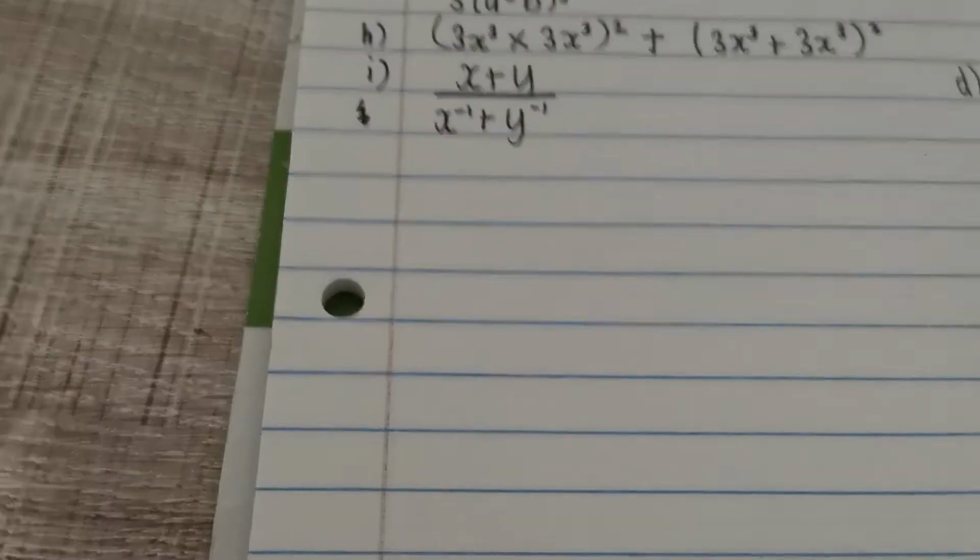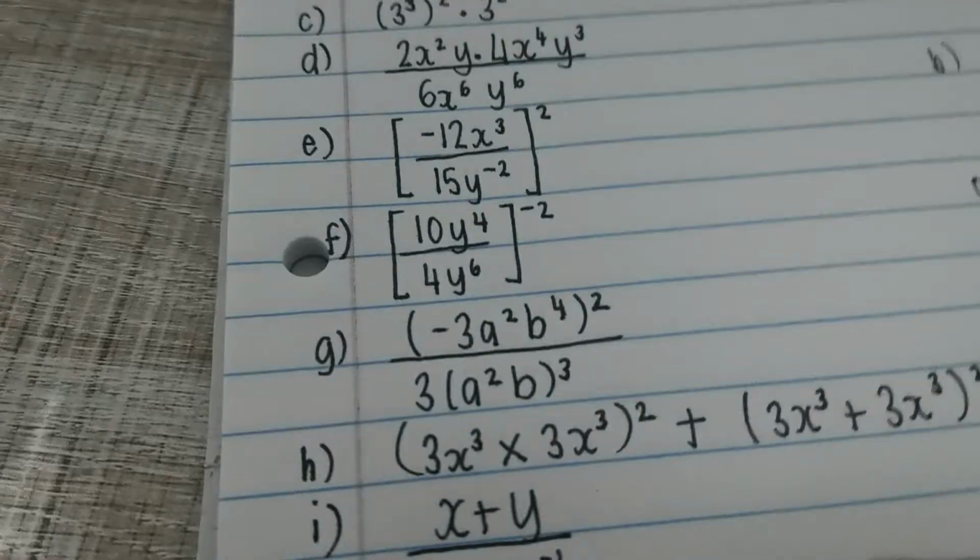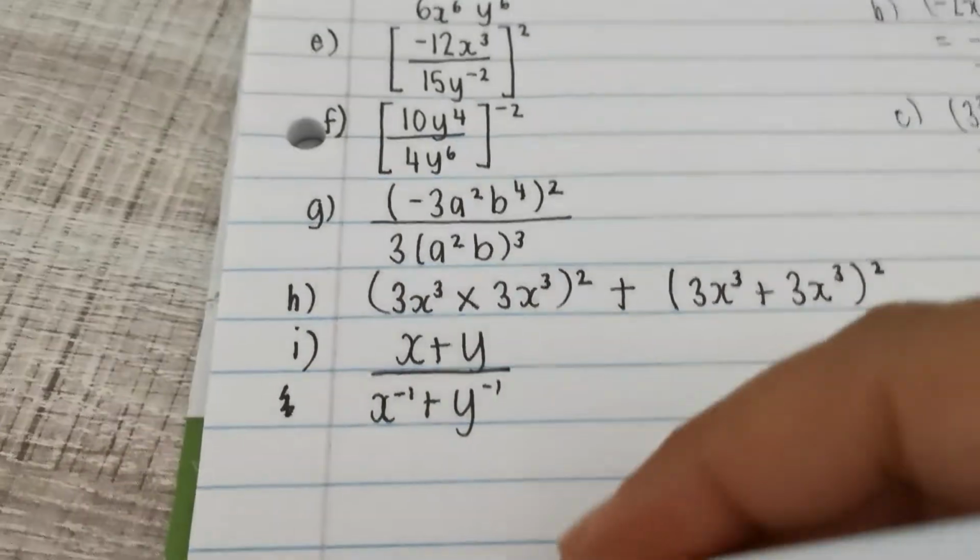Okay, F. Continue over here. F, again, we've got a bracket.